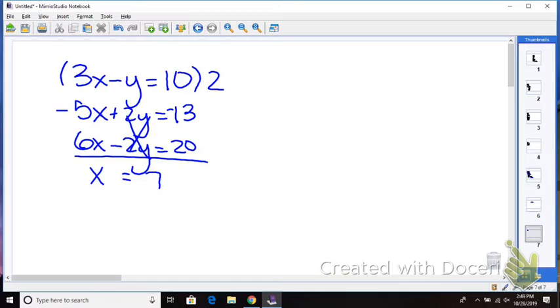And then we can plug into either 1, 2, or 3. I'm going to go ahead and plug into 1. So if I plug 7 in for x, I have 21 minus y equals 10. Subtract my 21 over and I get negative y equals negative 11. So y is equal to 11.